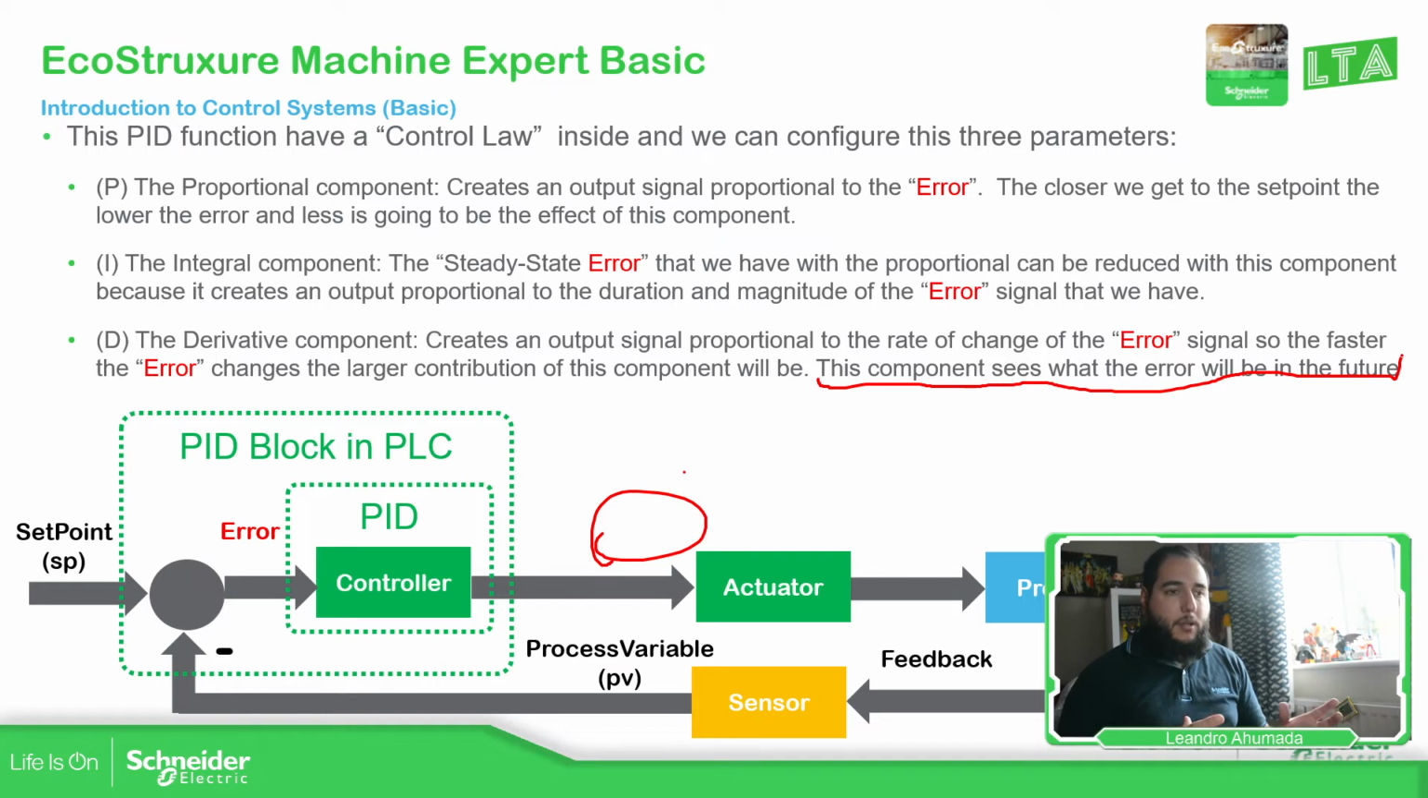So to sum up, we have the three components in the PID. That's why we call it PID. The influence of the proportional part will be based on the signal error that we have. The integral part will be related to the error on the stationary state and the duration of that error, and the derivative is how this error changed. That's basically what I want you to know.